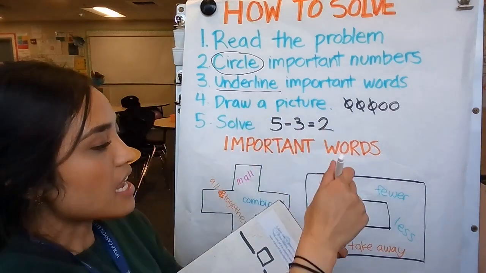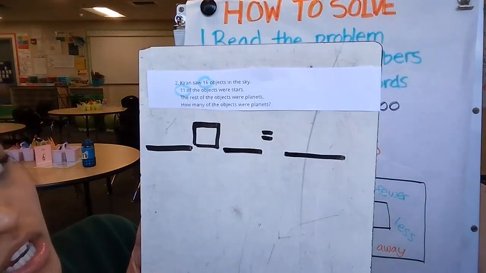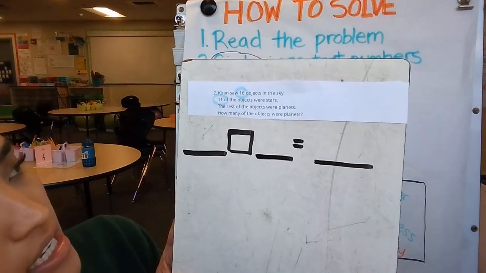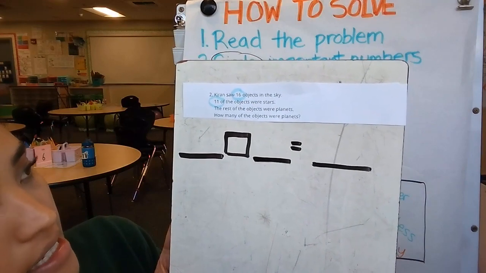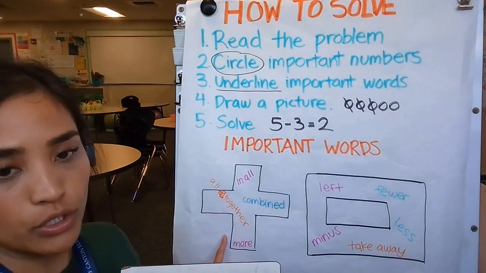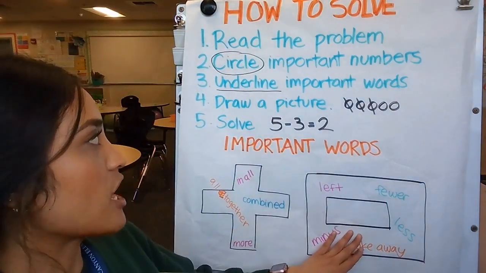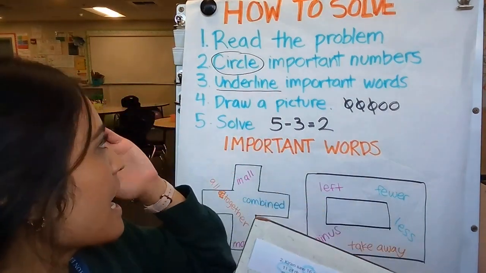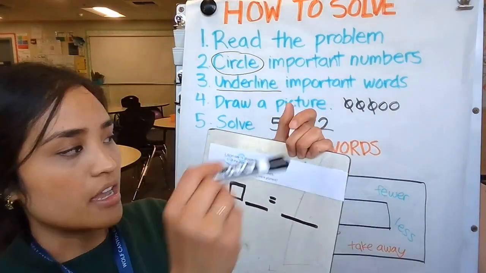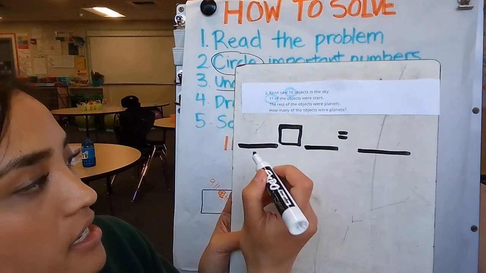Now step 3, it says underline important words. Let's see, so Kieran saw 16 objects in the sky. 11 of the objects were stars. The rest were planets. I don't see any of my special words that help me know if it's an addition or a subtraction. So instead I'm just going to imagine and go straight to step 4, which is draw a picture. It says 16 objects were in the sky, so I'm going to draw 16 circles.